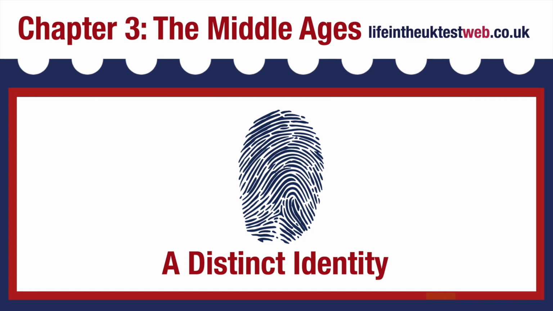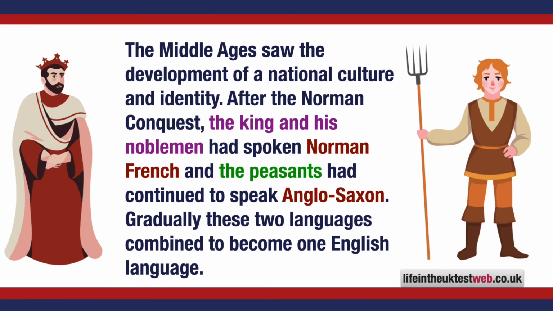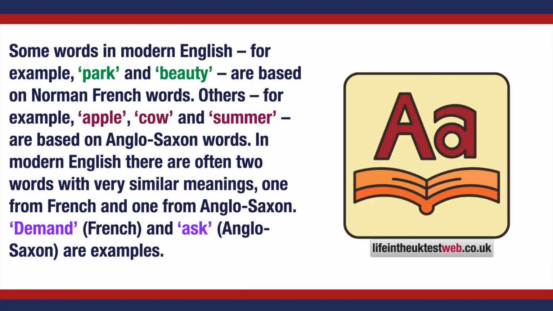A distinct identity. The Middle Ages saw the development of a national culture and identity. After the Norman conquest, the king and his noblemen had spoken Norman French, and the peasants had continued to speak Anglo-Saxon. Gradually, these two languages combined to become one English language. Some words in modern English, for example, park and beauty, are based on Norman French words. Others, for example, apple, cow, and summer, are based on Anglo-Saxon words.